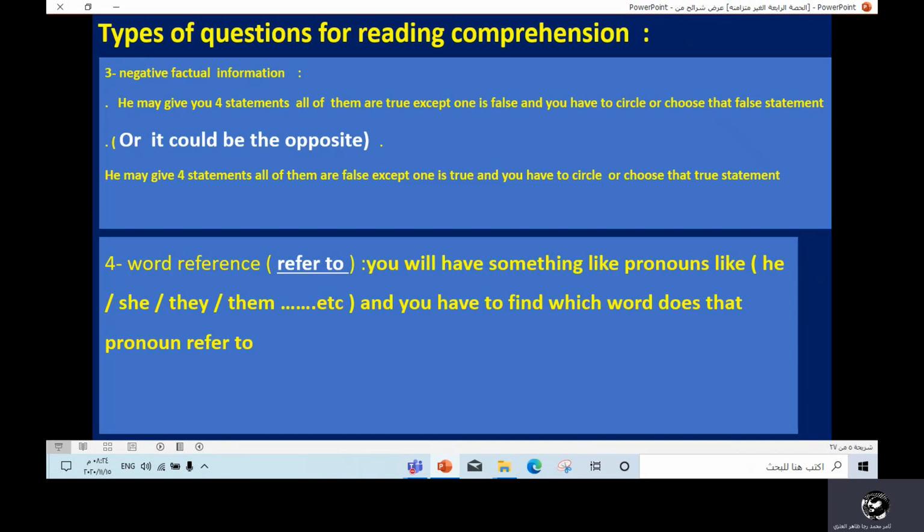This is so important, my dear students, the reference. What does that mean? You will have something like pronouns or an underlined pronoun, and you have to find what this underlined pronoun refers to.